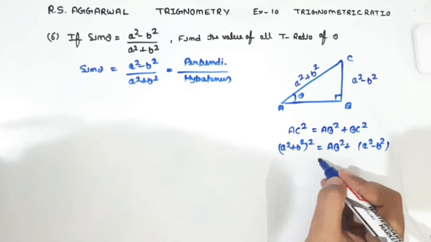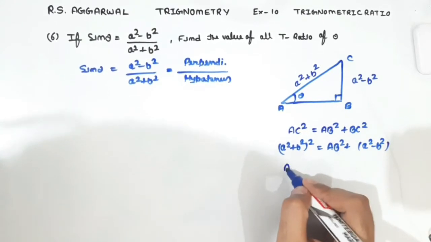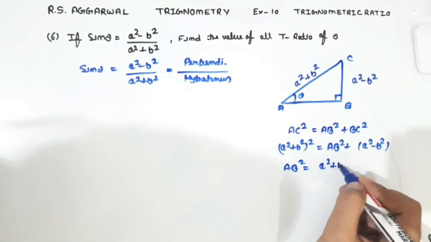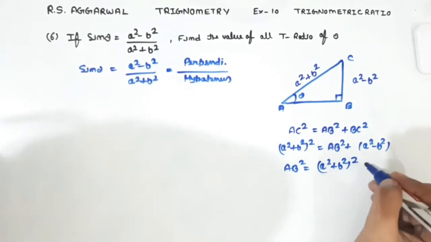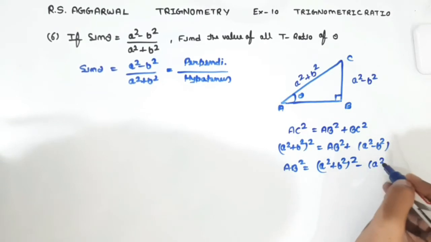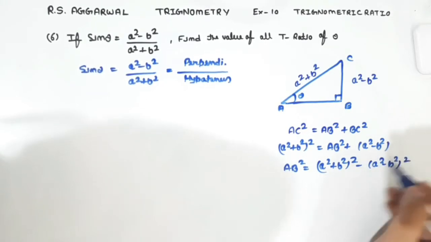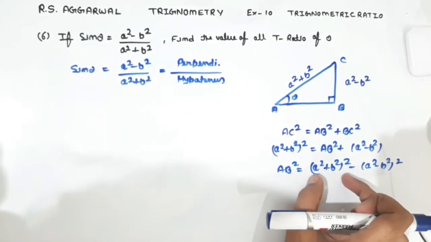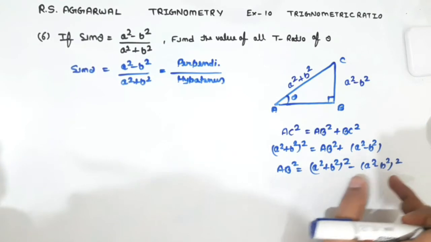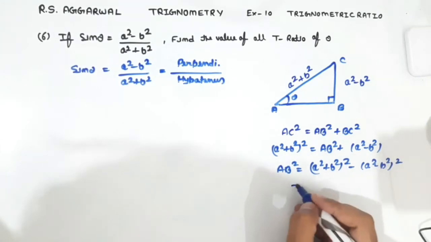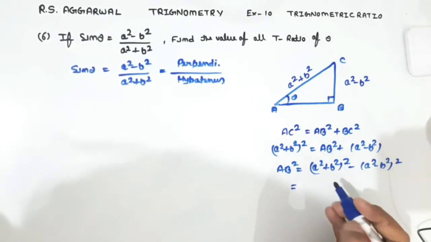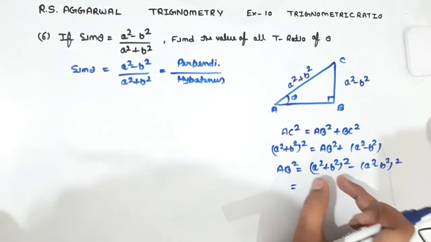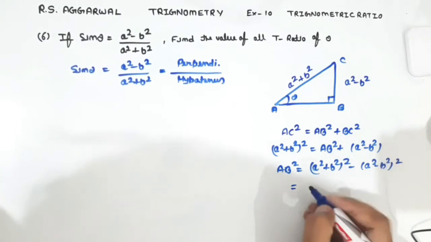So from here, AB square will be equal to (A square plus B square) whole square minus (A square minus B square) whole square. So that will be equal to, this is A square and this is B square. So for A square minus B square, we know that it will be (A plus B)(A minus B). So here A is A square plus B square and B is A square minus B square.